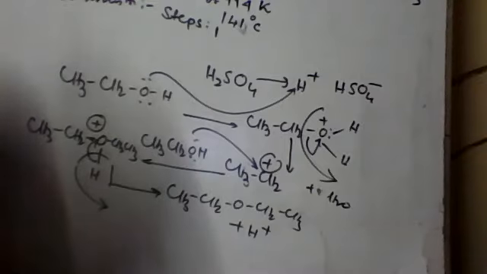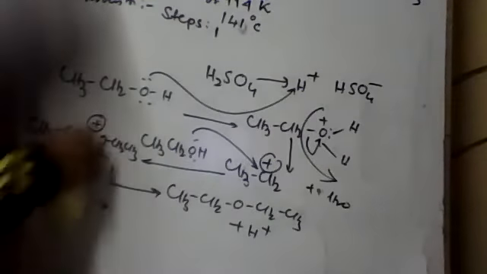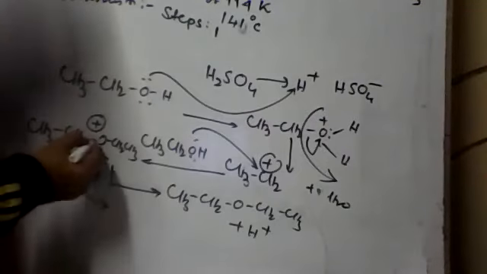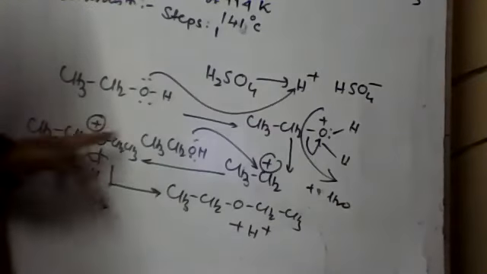There is also dehydration, but in this case, instead of alkene, we are getting ether. Got it now? The last step is deprotonation. Deprotonation of this proton. See, here oxygen is positive, because the oxygen gave a lone pair and formed a bond with CH2. So this oxygen gets positive.